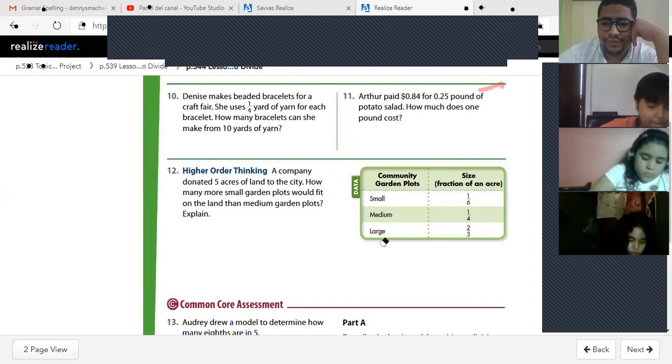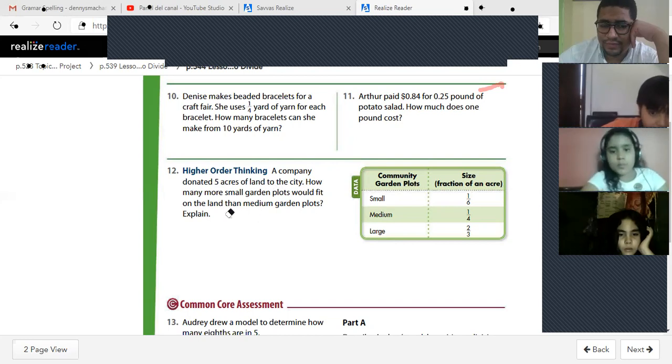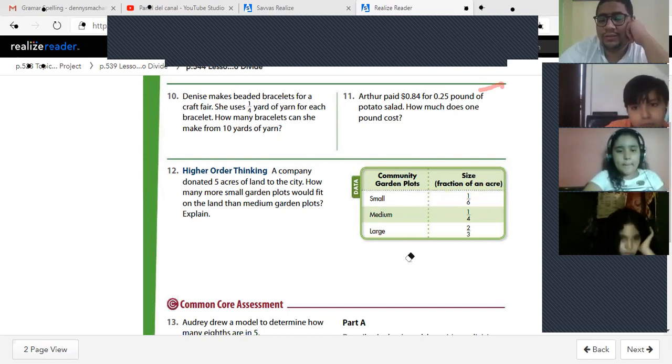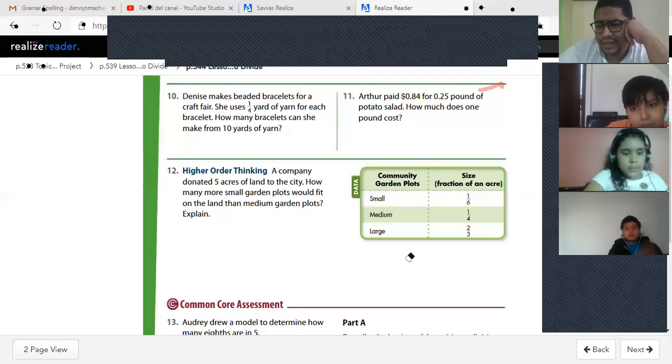Yes. Okay, can you tell me the answer of the 3? The small, medium, and large. 30. The answer of the small is 30. And the medium? 20. And the other one? 15. Yes. Okay, now you have to answer the question.